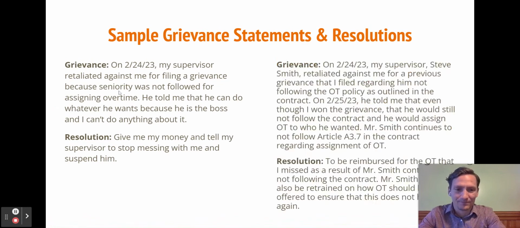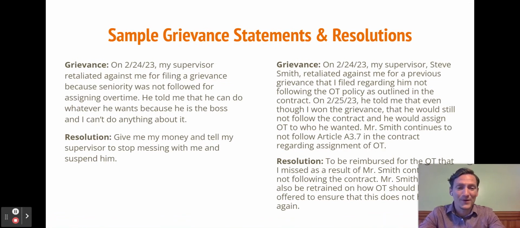All right. So let's look at this side. You look over here. It says on 2/24/23, my supervisor, Steve Smith, retaliated against me for a previous grievance that I filed regarding him not following the overtime policy as outlined in the contract. On 2/25/23, he told me that even though I won the grievance, he would still not follow the contract and he would assign OT to who he wanted. Mr. Smith continues to not follow Article A3.7 in the contract regarding assignment of overtime.